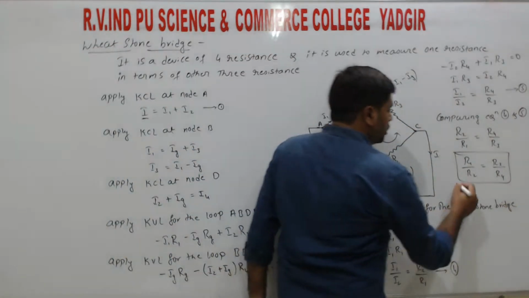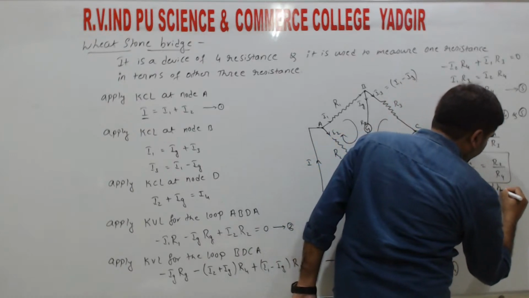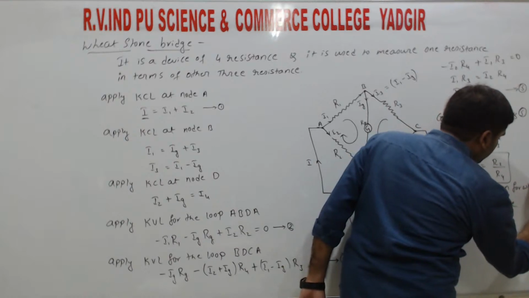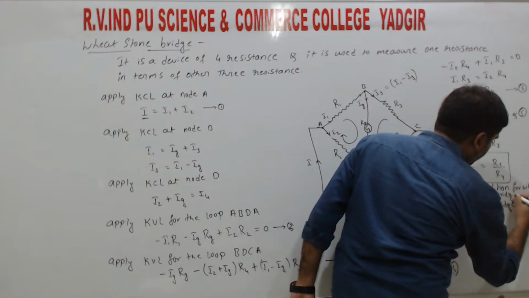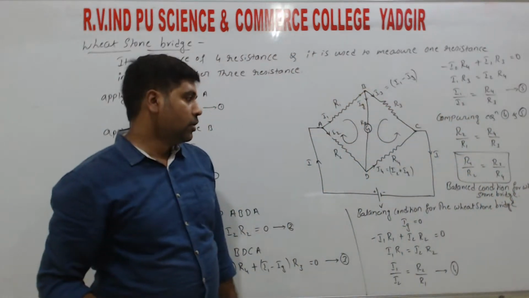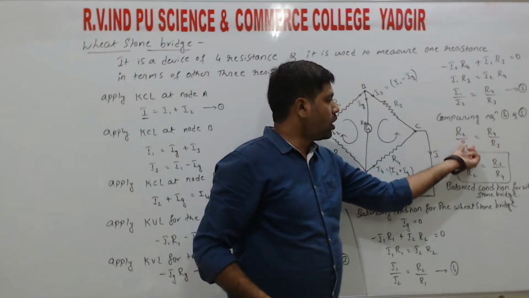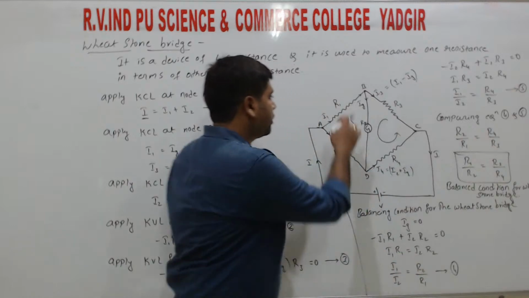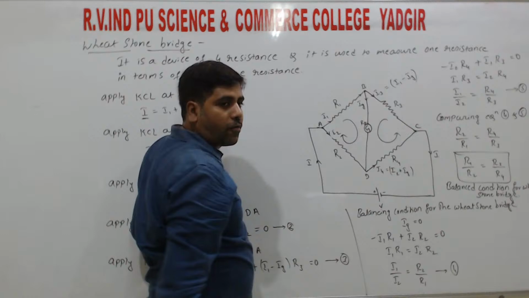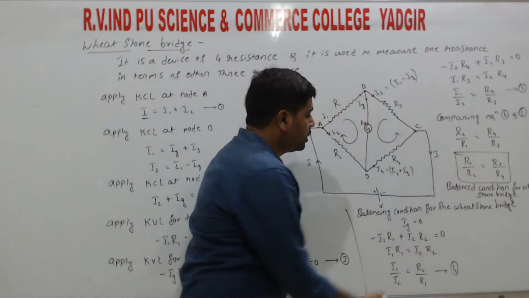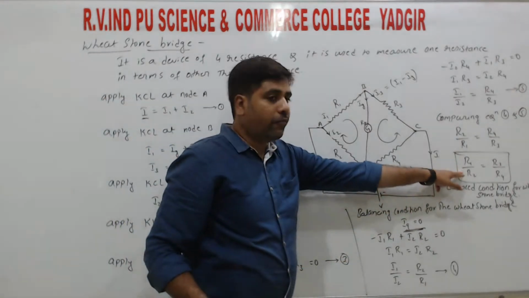So this gives the balanced condition for the Wheatstone bridge, right? We can write it in any form: R1 by R2 equals R3 by R4, or R2 by R1 equals R4 by R3. That means the resistance R1 divided by R2 equals R3 divided by R4. We achieve this only when the current through the galvanometer is 0. So this is the condition for the Wheatstone bridge.